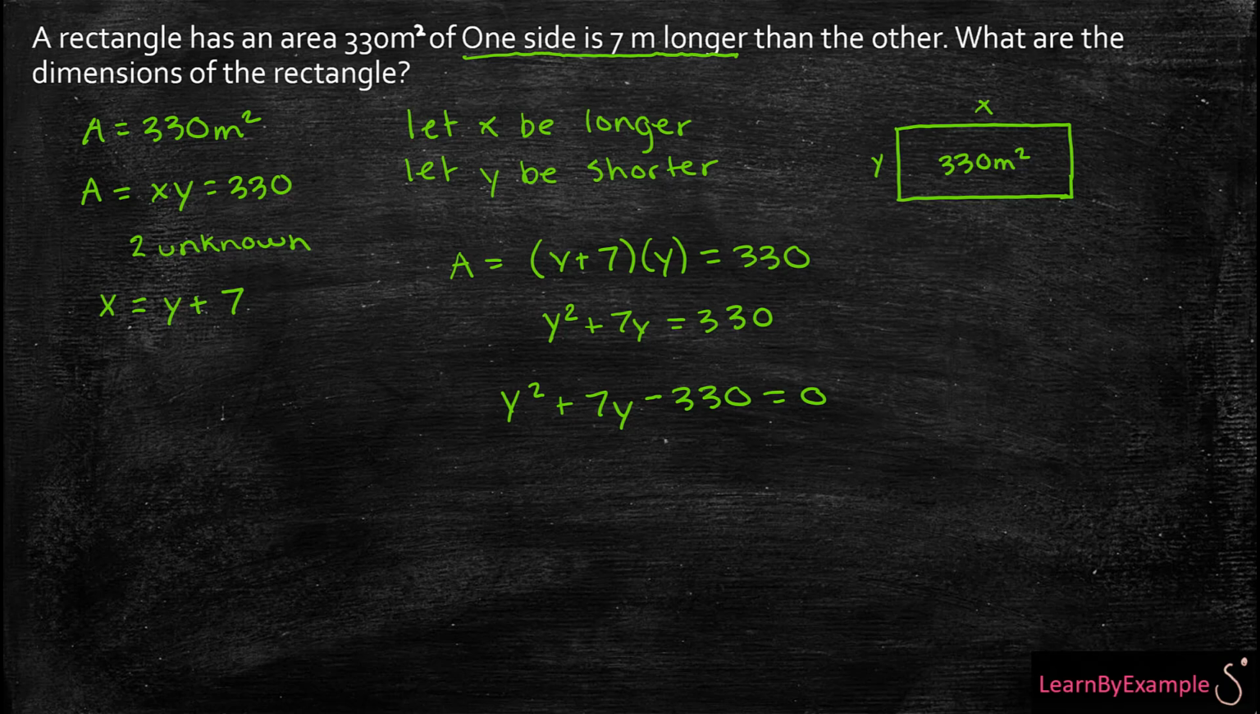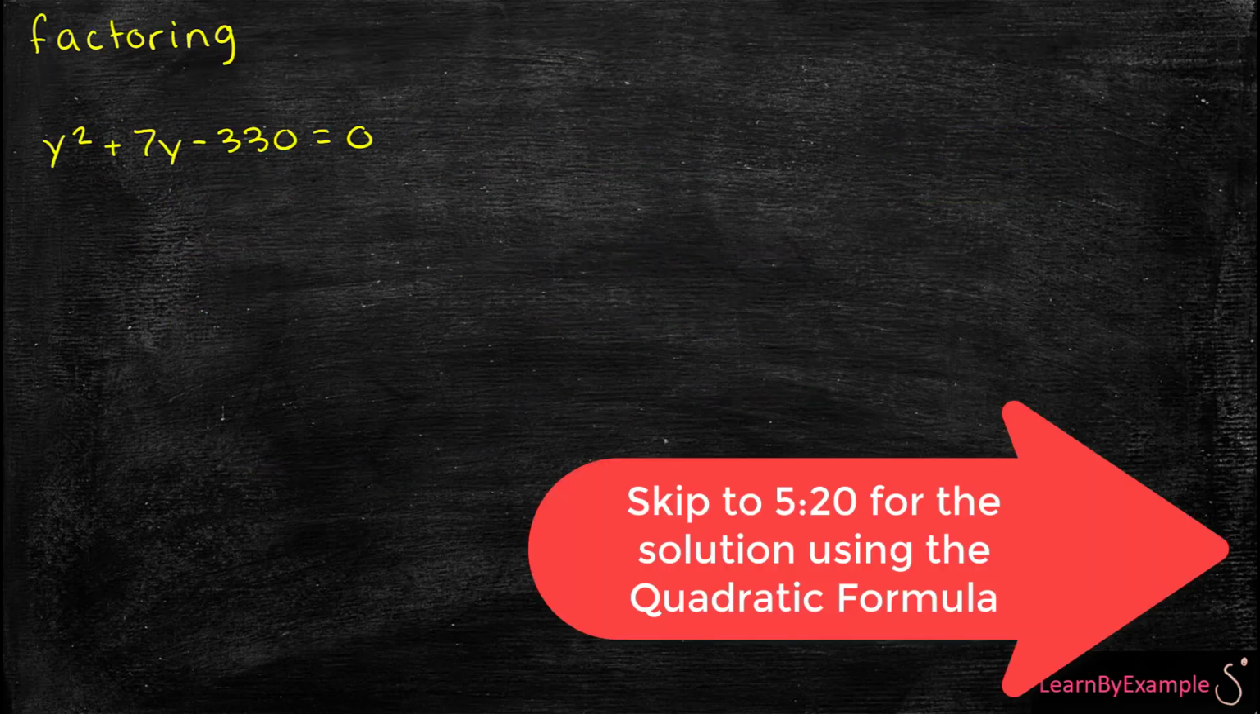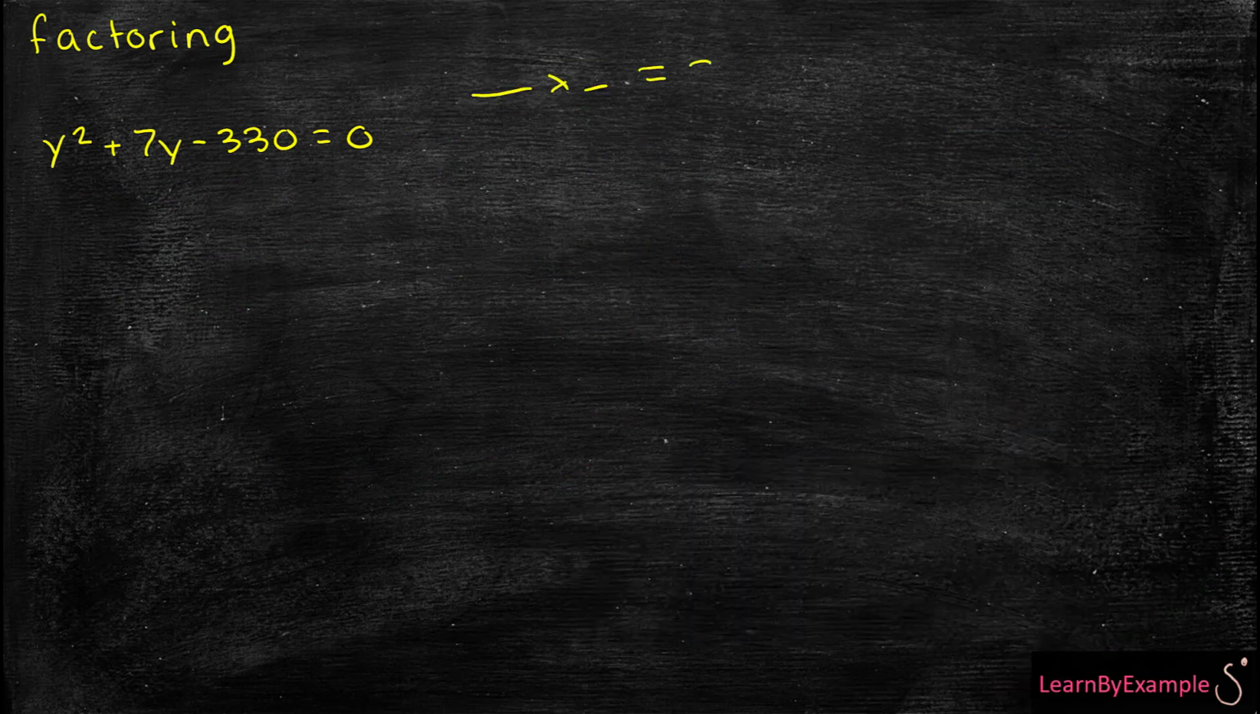Now there are two ways to solve this. The first way is factoring, and you can also do it with the quadratic formula. Now we're going to do it by factoring, and you want to find two numbers that multiply to equal 330 and add to equal 7. If we try, for example, 33 and 10, this equals 330, but when you add them you get 43. If you make one a negative, you'll get 23. So these numbers are too high to add to 7.